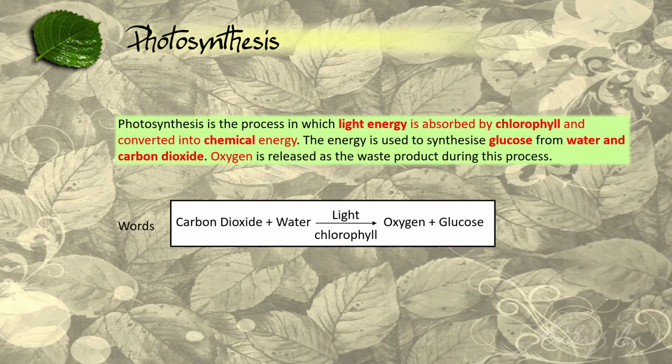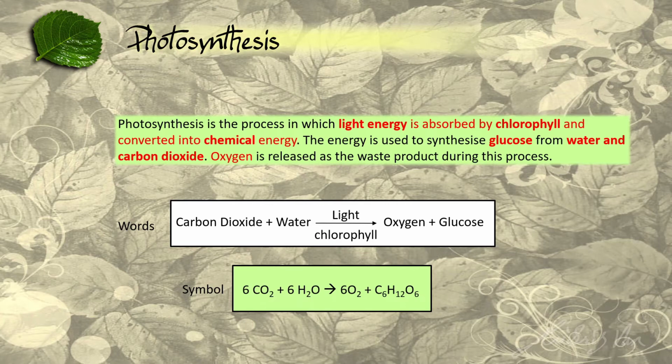Next, you will also need to copy down the word equation, which is carbon dioxide plus water, in the presence of light and the help of chlorophyll, will give you oxygen and glucose. So in the exam, if they ask you to write the equation for photosynthesis, please remember to write the light, especially light, as well as chlorophyll.